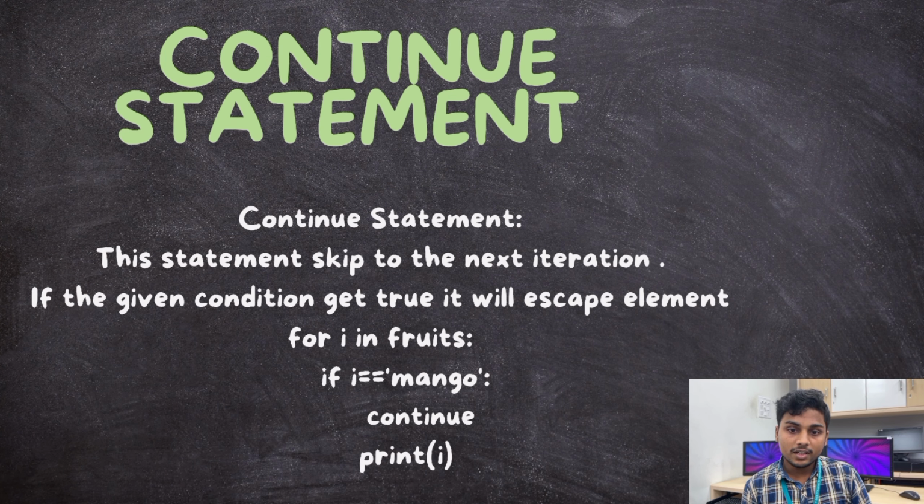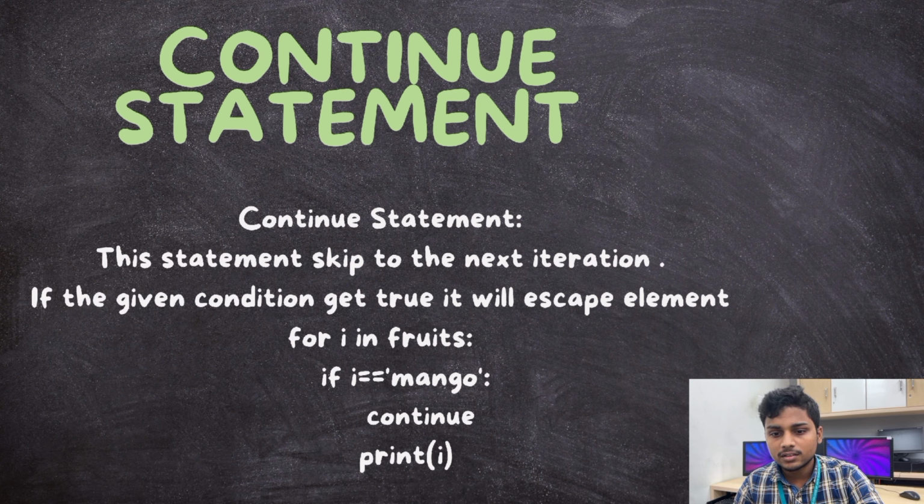Fruits: apple, mango and cherry. For i in fruits, if i is equal to mango, then we write a continue statement to continue the loop, print i. Now what we can see? That only the mango has been skipped.